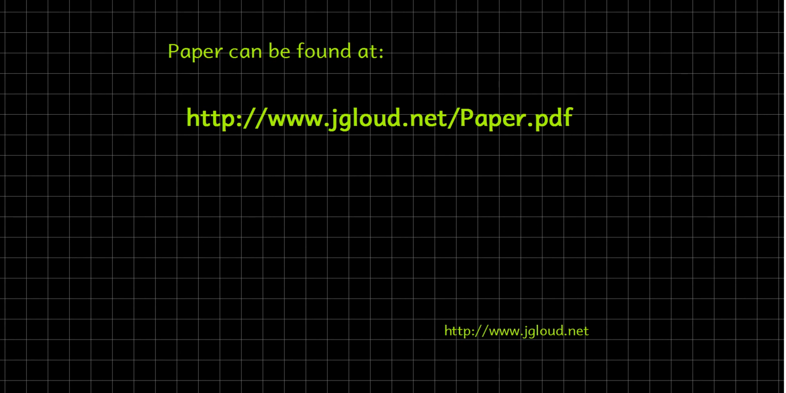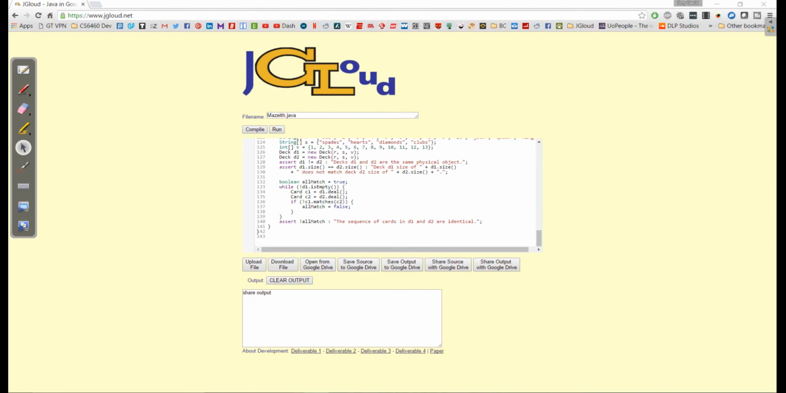If you really want to read the paper that we have developed with this, which goes into a lot more detail of what we considered and how we decided to go the path we did, you can find it at jcloud.net/paper.pdf, or if you go to the jcloud website, there is a link to it down here at the bottom, as well as the other presentations that we've had.